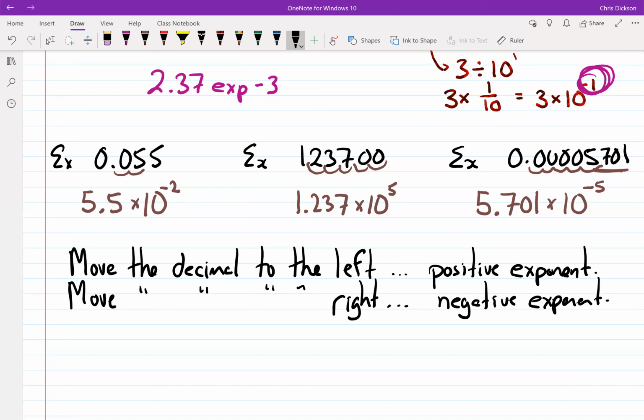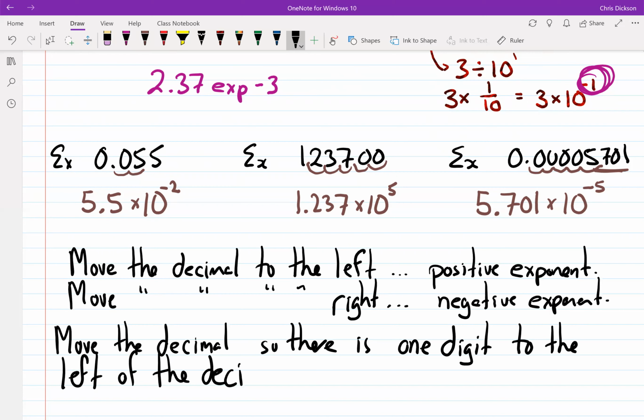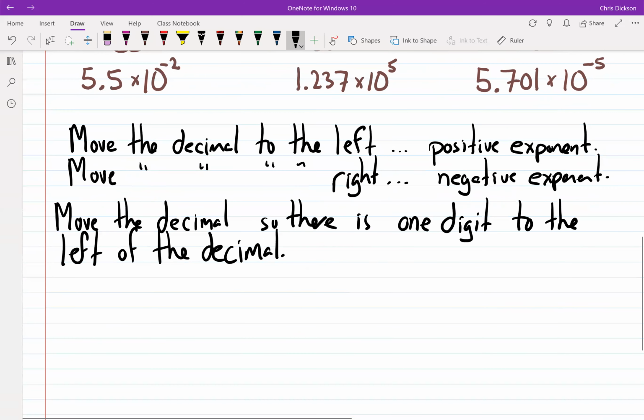And basically, to go to scientific notation, you have to move the decimal so there is one digit to the left of the decimal. So it's really important, right, to make sure you're moving it the right way and putting it in the right spot. So let's take a look at a reverse question then.